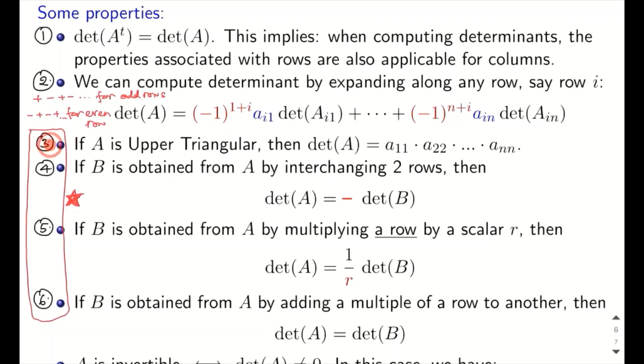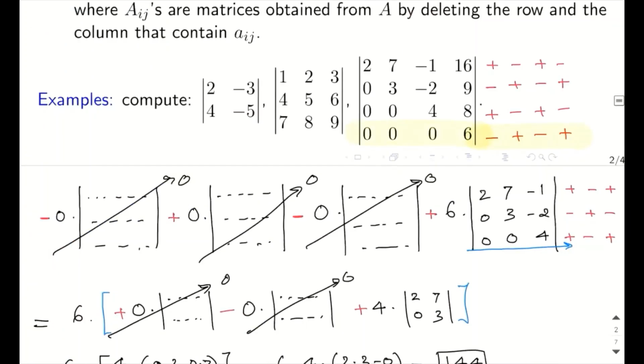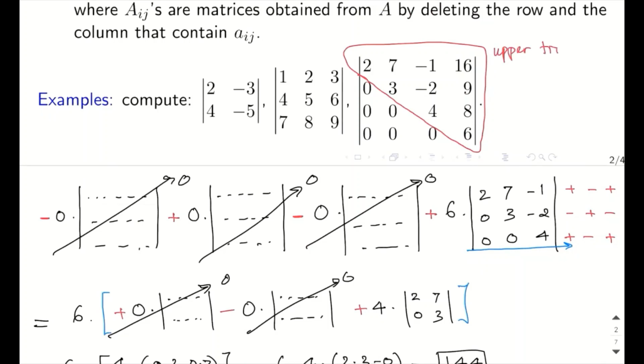The third property says that if A is an upper triangular matrix, then the determinant is solely determined by the entries on the main diagonal. Let's consider a concrete example to make it clear. This guy is an upper triangular matrix because all the entries below the main diagonal are 0. So only the entries from the main diagonal to above are meaningful here. And look what it is. It's in fact the upper triangle. That's why we call these types of matrices the upper triangular matrix, right?